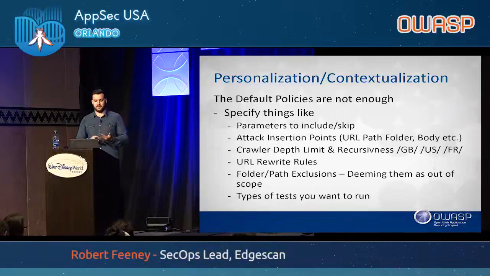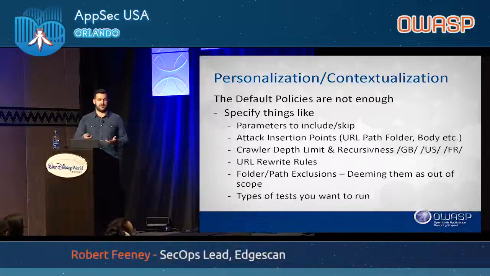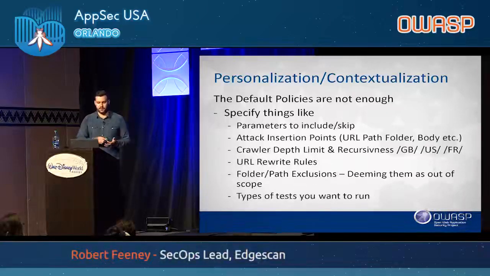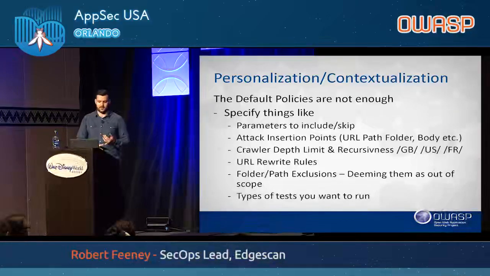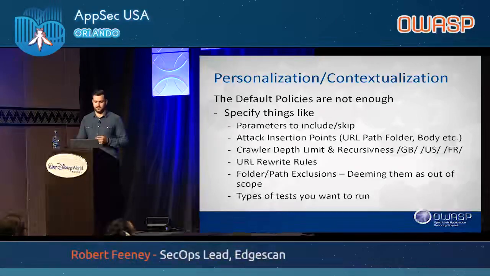Specifying crawler depth limit and recursiveness. So some websites have duplicated websites in different languages. Again, if you do scan them, you're just making the scan longer. So you can cut that out by removing those folders. URL rewrite rules. Then you have folder path exclusion. So deeming them as in scope or out of scope helps to reduce the time it takes. And then selecting the types of tests that you want to run. Sometimes tools come with thousands and thousands of tests, but you might only just be looking for the OWASP top 10, and certain tools give you the ability to do that.